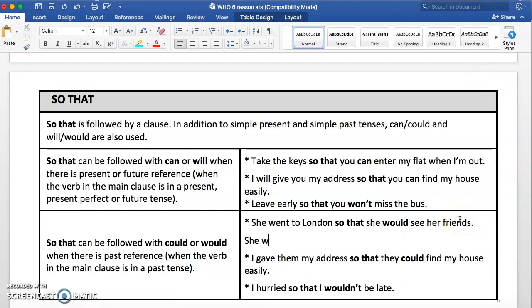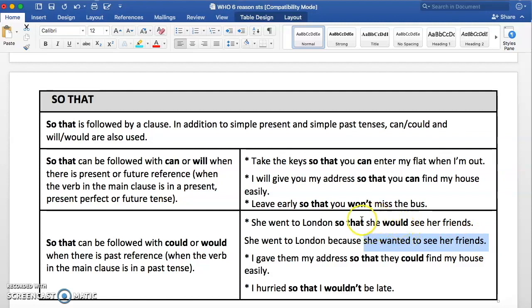If you want, we can rewrite, we can paraphrase this sentence with because. Look, she went to London because. So then we write a sentence with because. Look, she went to London because she wanted to see her friends. So this was the reason why she went to London.